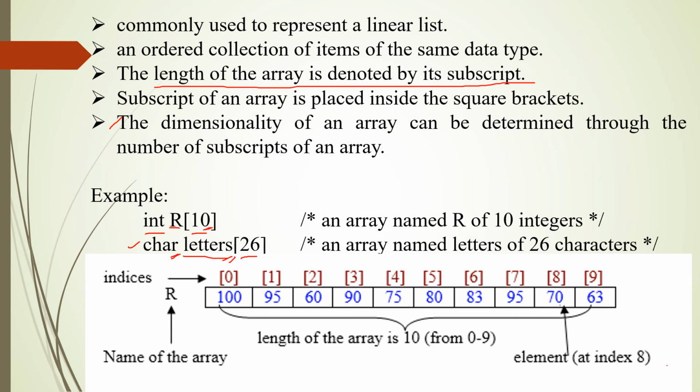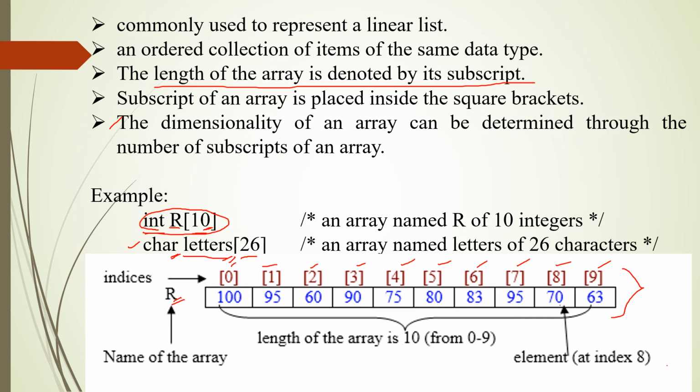Now, we have here a graphical representation of our array for us to have a clear picture of how an array works and how it is stored. The elements of the array are stored in memory. We have here an array named R. As we have mentioned a while ago, the size of that array is 10. So we have 1, 2, 3, 4, 5, 6, 7, 8, 9, 10, so we have at most 10 elements.